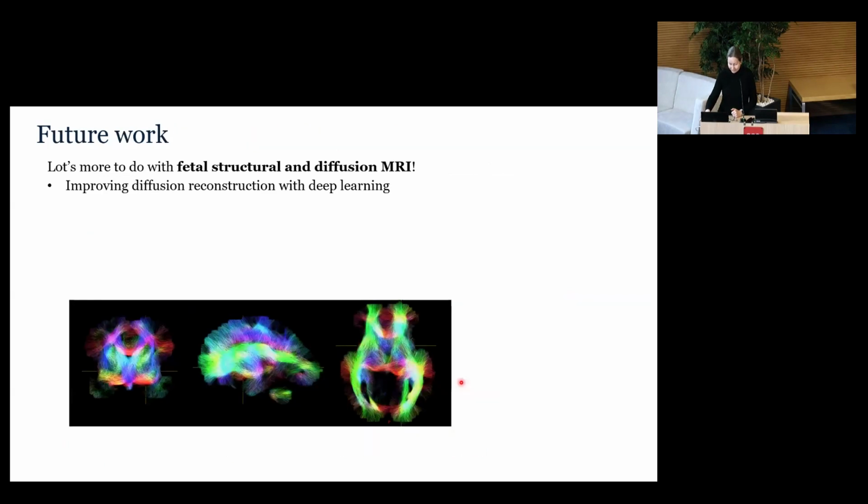And that's all I wanted to tell you, just some thoughts about future work. What is really high on my list of priorities is improving the diffusion reconstruction with deep learning, because there are lots of problems with diffusion data that are still unsolved. We would like to look at development and maturation of white matter tracts. We haven't done that yet.